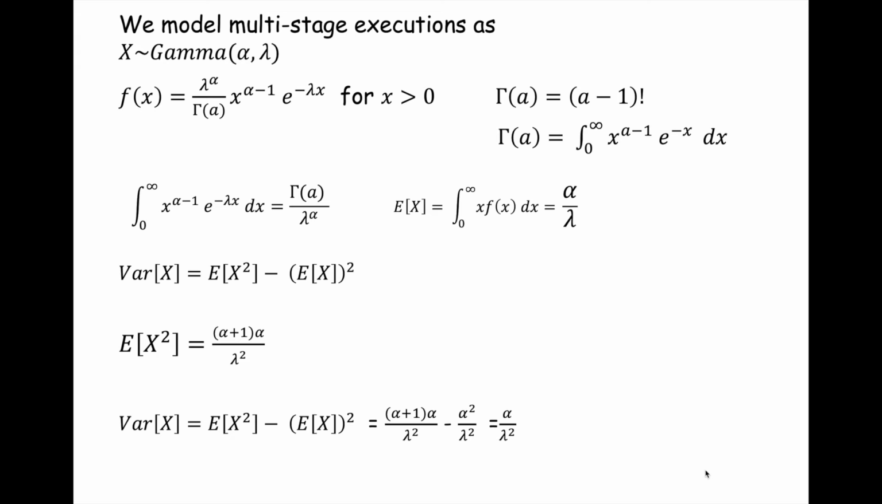I keep calling lambda gamma. I don't know why. I just have gamma on the brain for some reason. But nonetheless, alpha over lambda squared. Okay. Any questions about this?